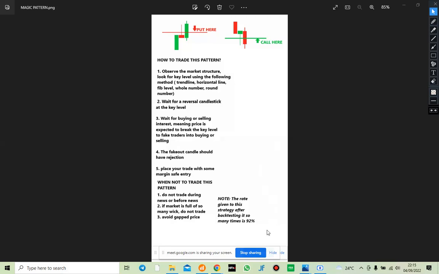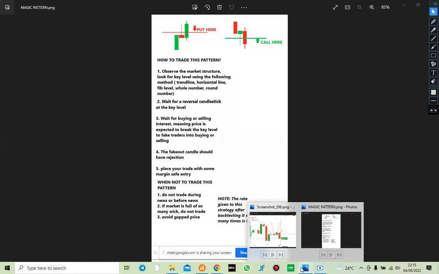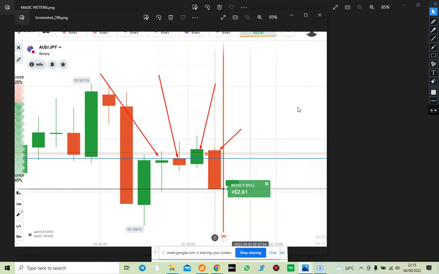Let me show you some of the trades I took based on this pattern. I took the trade here. Okay, this is the first trade. This is my key level. Then the market decided to go down. As the market went down, it formed what we call a shooting star. Okay, a reversal sign.